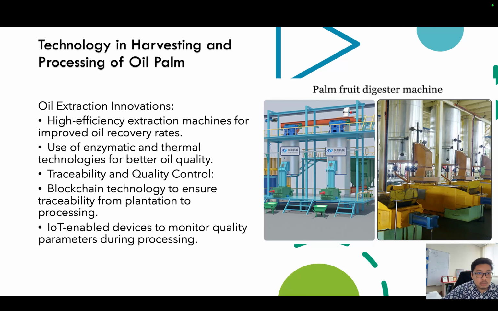So this is the next subtopic, the harvesting and processing of oil palm. Once you harvest oil palm, you need to send it to the processing plant. At the processing plant, we have a lot of processes, if I'm not mistaken, around 10. You need to steam, you need to press it, you need to filter. During the process, technology like IoT can also be involved.